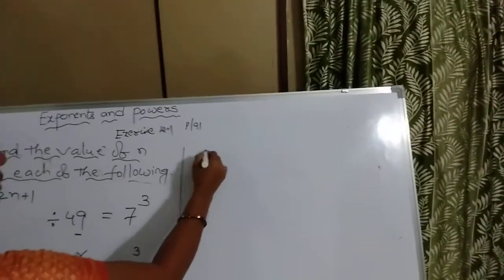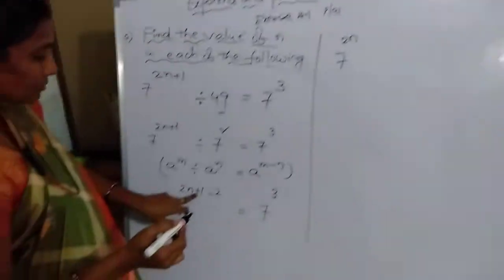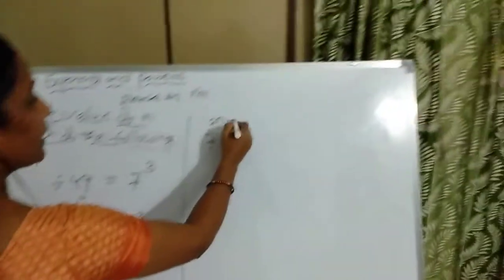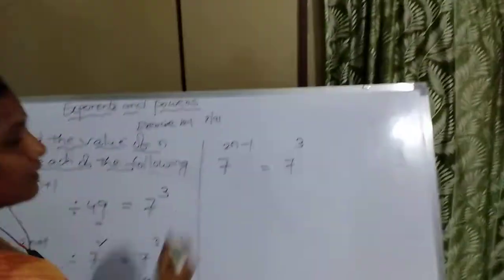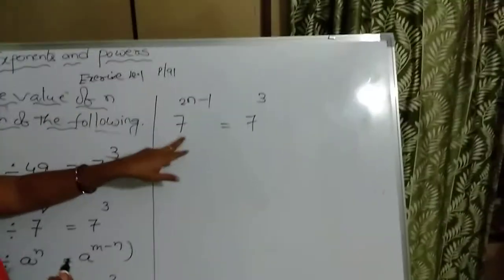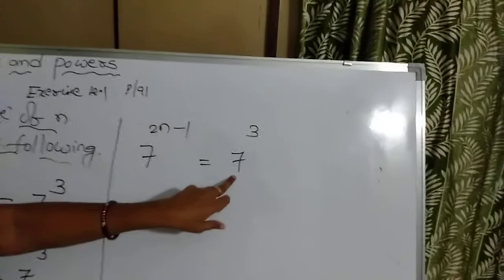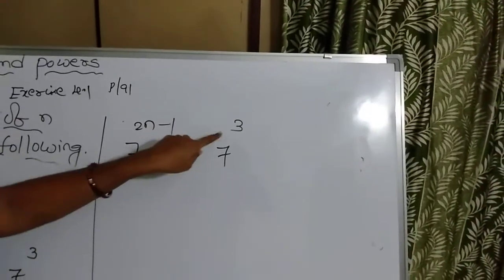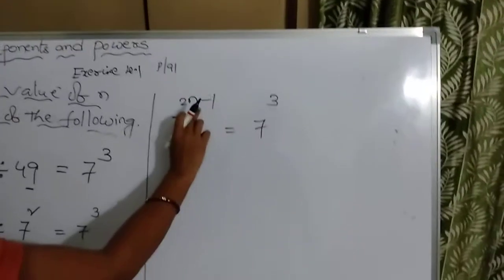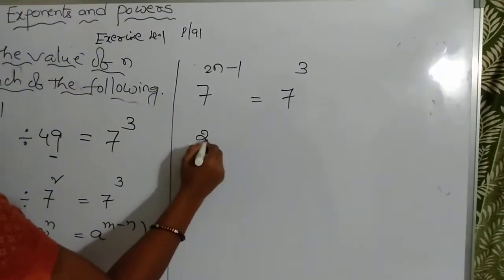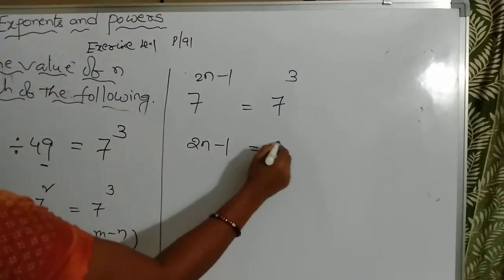7 to the power 2n, here plus 1 and minus 2. Plus 1 and minus 2 we get minus 1. That is equal to 7 to the power 3. Here once again we have to use this condition. If bases are equal, then automatically the exponents are also equal. So 2n minus 1 is equal to 3.